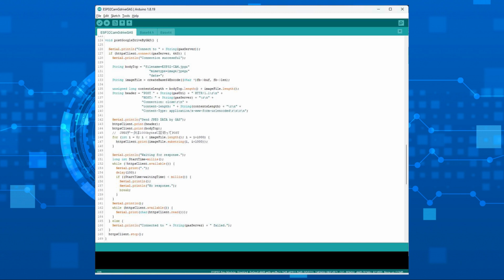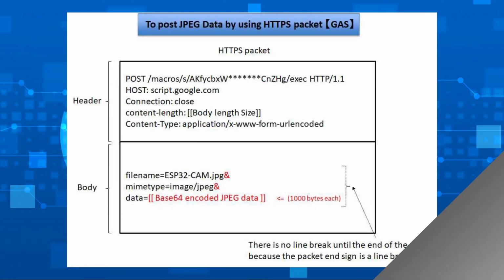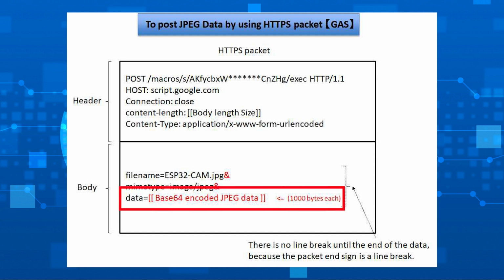To better understand, let's take a look at the data we sent programmatically. This is the data packet sent. As shown in the figure, the header and body send this kind of information to the Google server. Variables in double brackets are replaced with actual data before being sent. JPEG data in the body must be encoded in Base64. So let's understand why we encode in Base64.